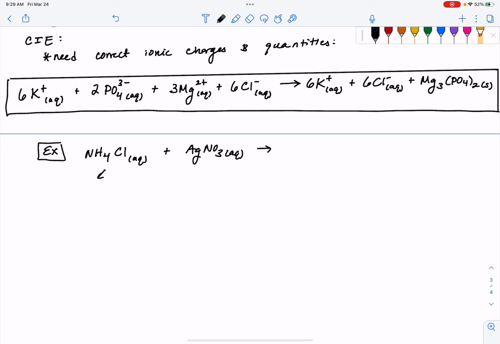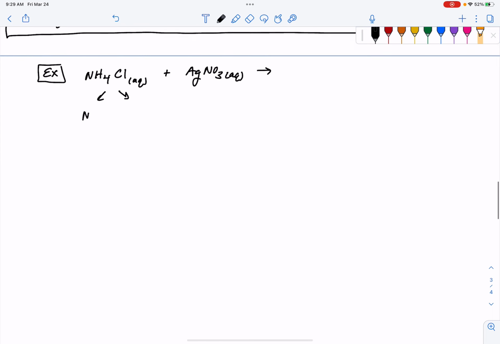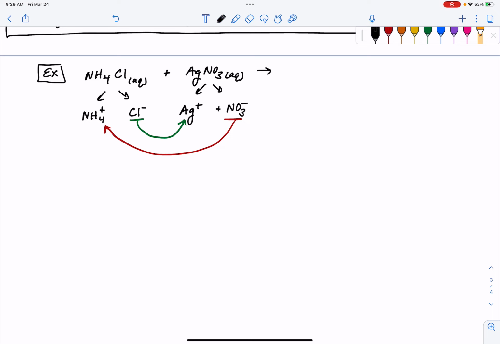Okay, let's think about what ions are going to be generated in solution from each of our reactants. This is the ammonium cation paired with the chloride anion. And for our other reactant, we have the silver cation and the nitrate polyatomic anion. Undergoing our double displacement, where our anions are displacing one another and associate with the other cations.